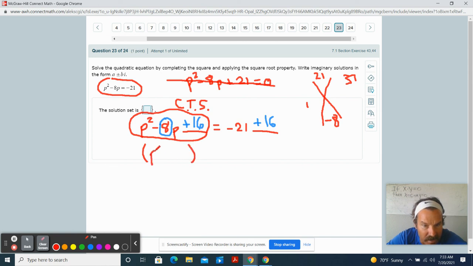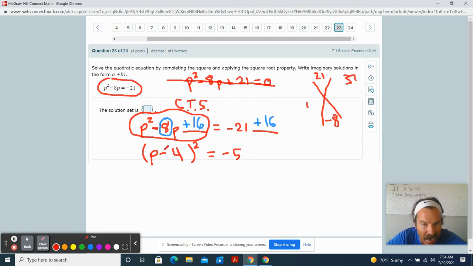It's p minus, because of the minus right here, and then 2 numbers to multiply to get 16 that add to get -8 is 4. And I could write it as a square. P minus 4 squared is the same as p squared minus 8p plus 16. I factored it. -21 plus 16 is -5.